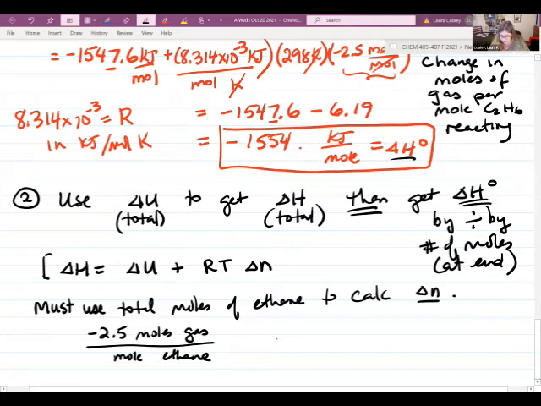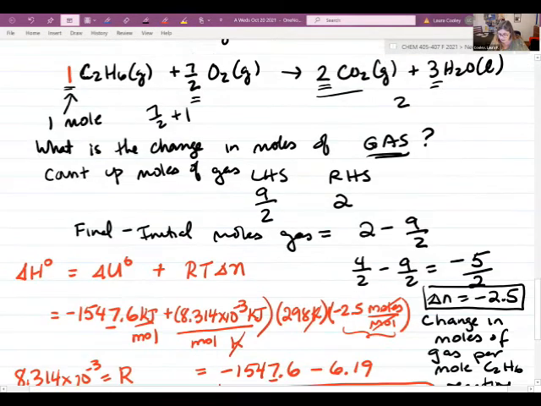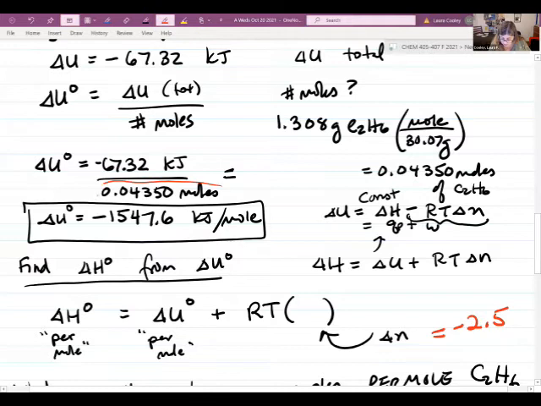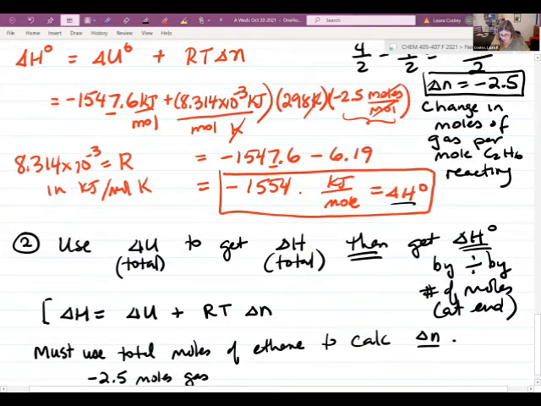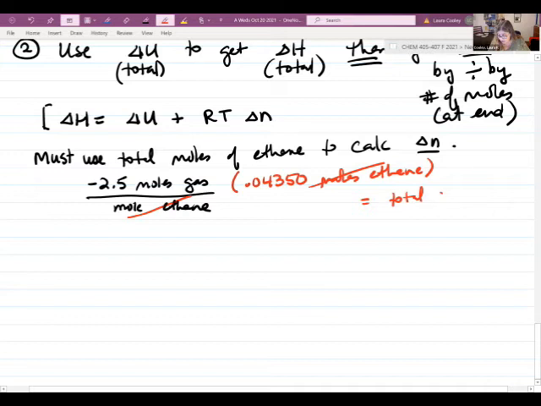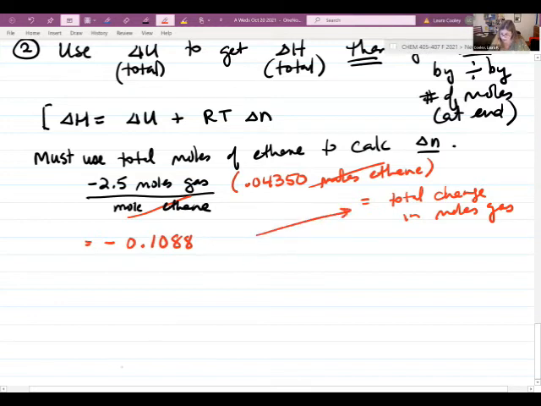So did we ever figure out the moles of ethane? We did figure out the moles of ethane. We must have when we divided by it back here. So this was the moles of ethane that we got over here, 0.04350. So what we have to do is multiply this by the moles of ethane. This is why I don't encourage you to do it this way, because you will get the total moles. This is going to be the total change in moles of gas for this reaction. And it comes out to negative 0.1088 is the total change in the moles of gas.